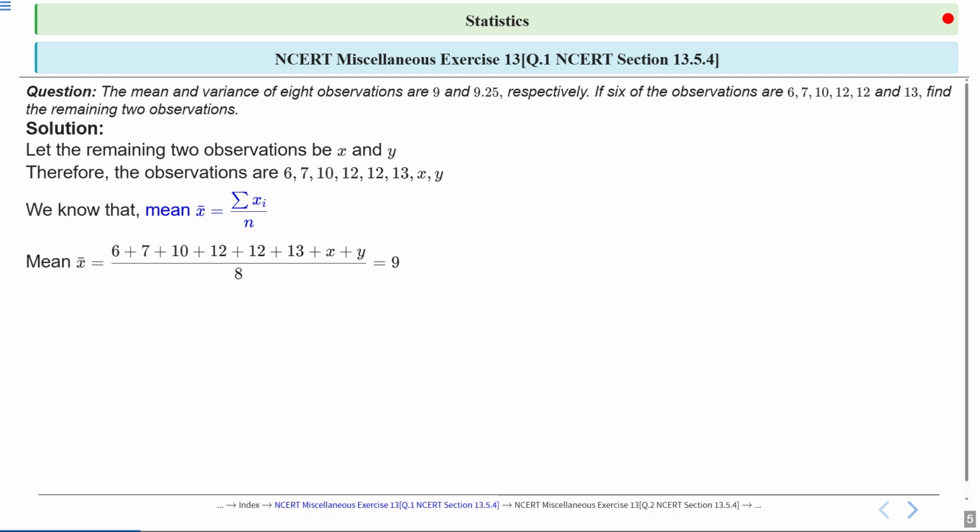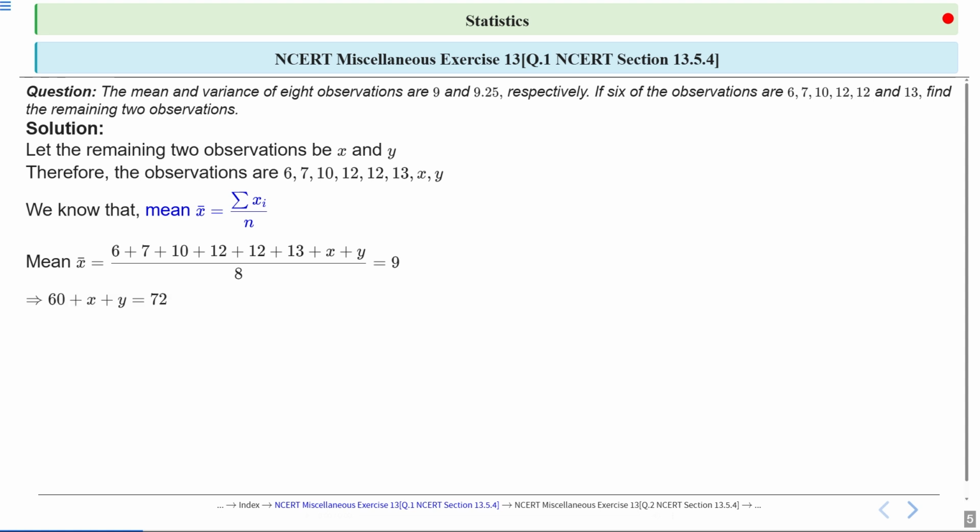Now let's substitute our values into the mean formula. So we have mean (6 plus 7 plus 10 plus 12 plus 12 plus 13 plus x plus y) divided by 8. It is given to us that the mean of 8 observations is 9. So (6 plus 7 plus 10 plus 12 plus 12 plus 13 plus x plus y) divided by 8 is simply 9. This equation will help us to find x and y, these two unknown values.